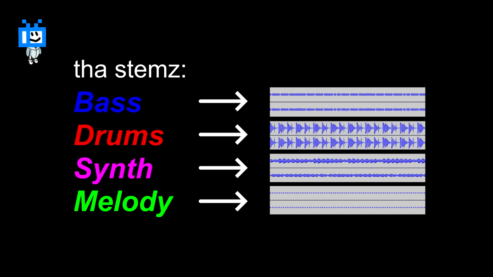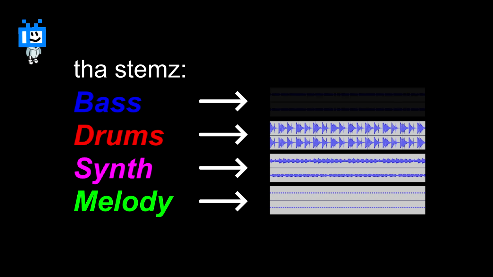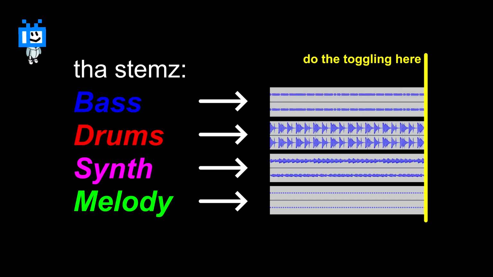So the way these stems work was they would each have a short loop, like 10 to 20 seconds, and you'd be able to toggle each one of them at any time. Of course it's even better to do that at the end of the loop so it sounds complete. I feel like this fit the pace of the game quite well, but something was missing.